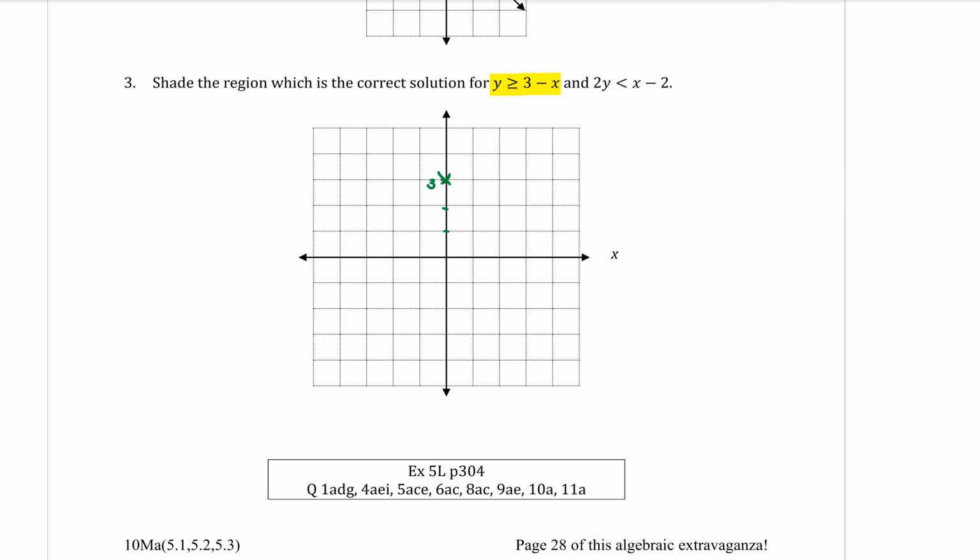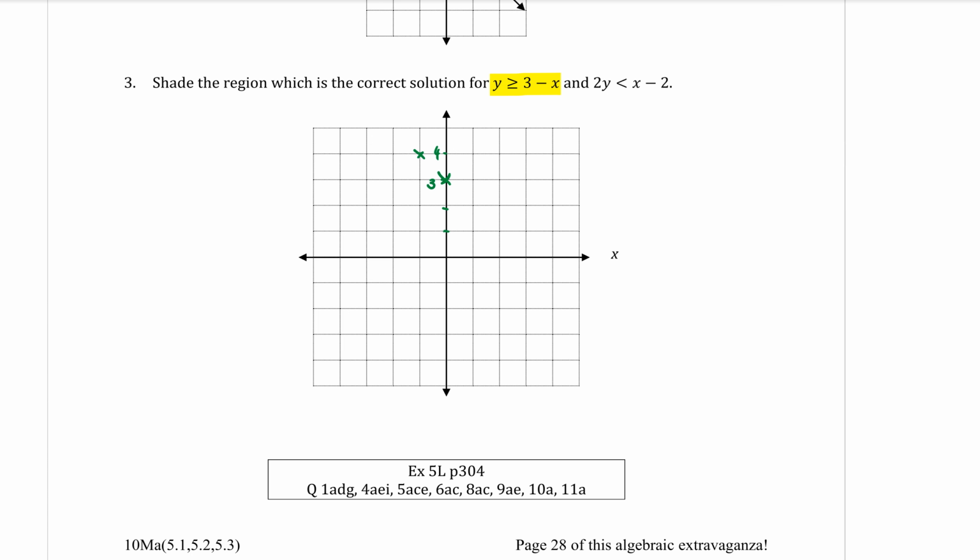What would be the rise and the run if I had a gradient of negative 1? Rise 1, run 1, but to the negative side. So from that 3, I'm going to rise 1 to 4 and come across 1 to the left, to the negative side. So I've got my 2 points.